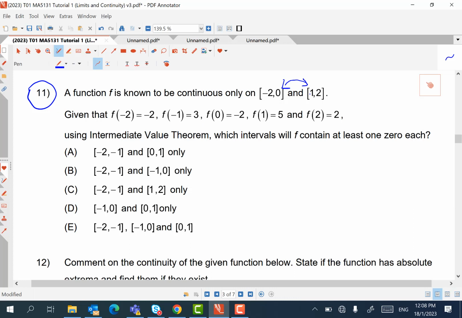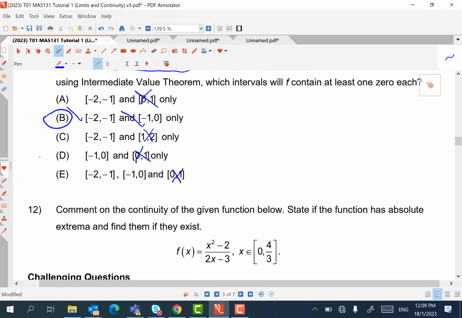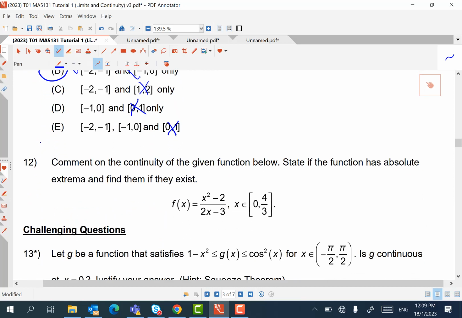So anything is 0 and 1 automatically. Between 0 and 1, anything between 0 and 1, like this one, straight away you can't tell already. Scam. Okay? So then between -2 and -1, yes, there's a change of sign. And between -1 and 0, there's also a change of sign. So therefore these two are okay. This is not okay. So therefore the answer is B.